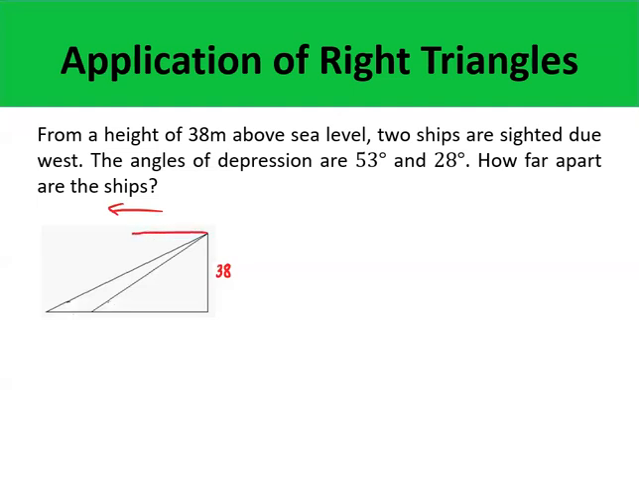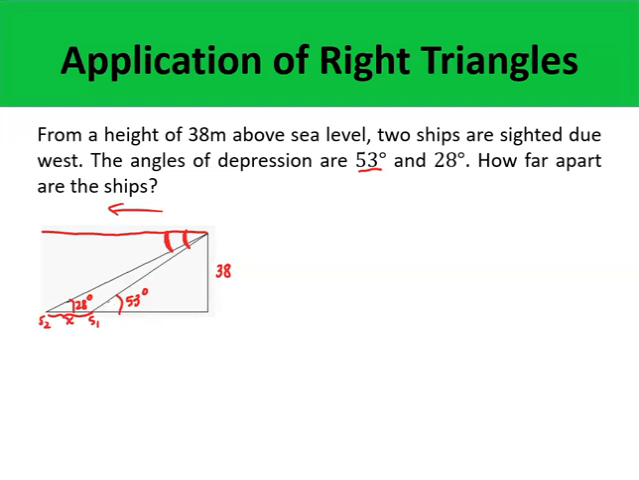So, if we form the line of sight here, this angle is the angle of depression and its measurement is 53 degrees. So that means this angle here is 53 degrees as well. Now, there's another angle of depression here, which is 28 degrees. And that means that this angle is 28 degrees, from something that you learned in geometry. And then these are the positions of the two ships, ship 1 and ship number 2. So what we want to know is the distance of these two ships. So we want to know the length of this distance.